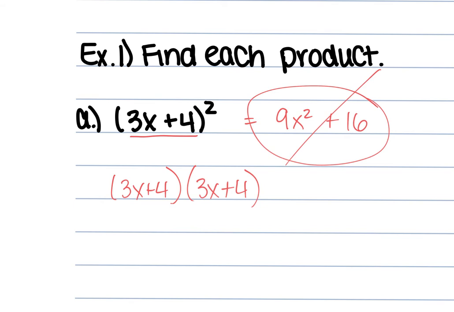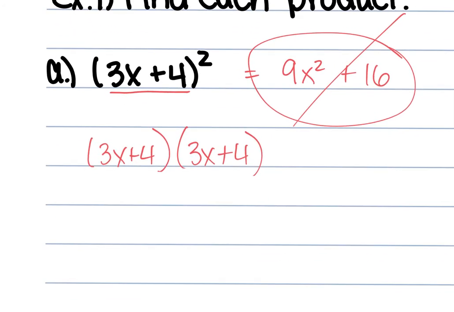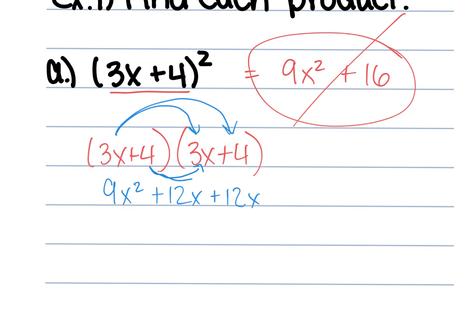Now, it's two binomials, right? What do we do when we have two binomials? You FOIL it. So let's FOIL it. What's 3x times 3x? 9x squared. What's 3x times 4? Plus 12x. What's 4 times 3x? Plus 12x. And what's 4 times 4? 16. You guys with me?